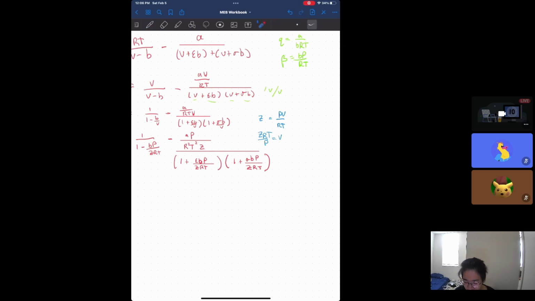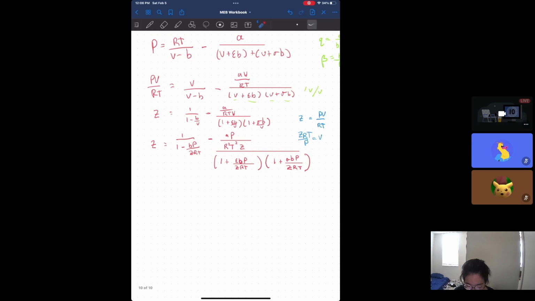Now this is where we can see these expressions I mentioned earlier becoming useful. Notice that beta is equal to bp over rt. Where can we see that? Right here, and right here, and right here. So let's go ahead and plug that in.